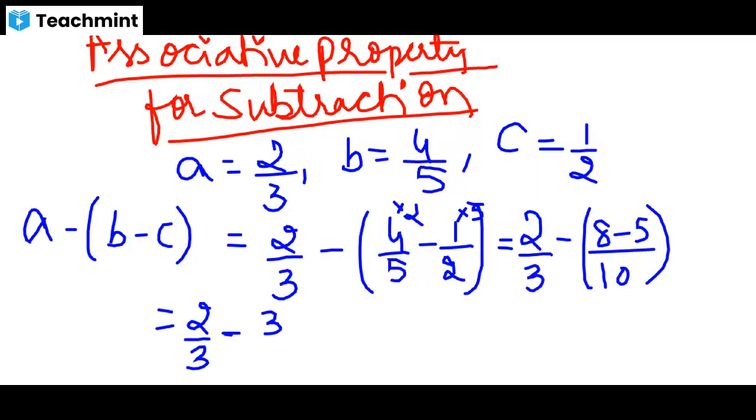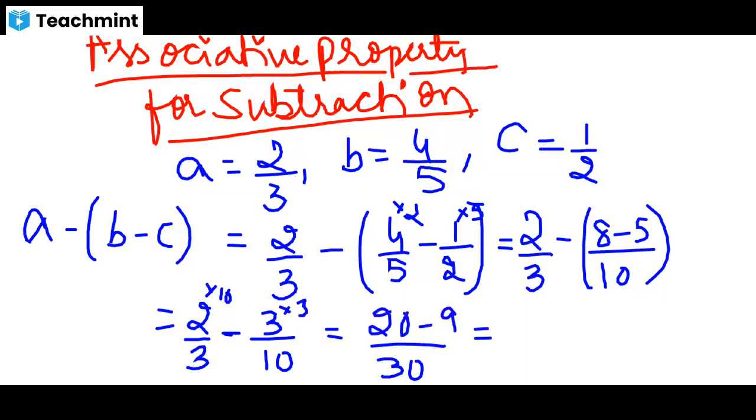Now what is the LCM of 3 and 10? 30. Now just do this 2 by 3, this you are multiplying with 10 and here you are multiplying with 3. 20 minus 9. So that is what you get. 20 minus 9 is 11 by 30. So what we have got, LHS, that is equal to 11 by 30. Now you should check for RHS whether you are getting that same or not.